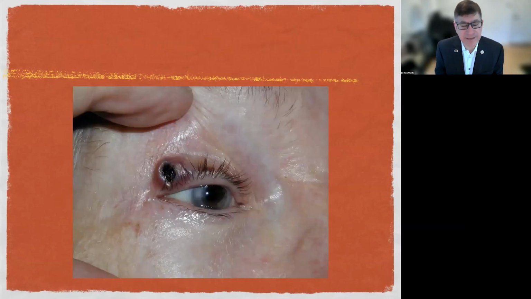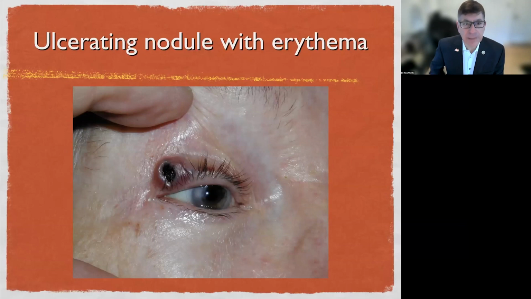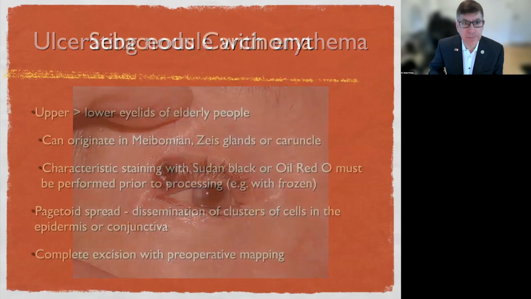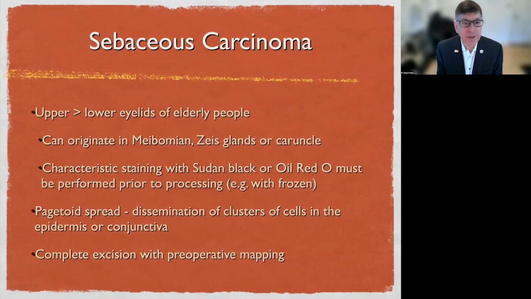How would you describe this mass? I'm calling this an ulcerated nodule with associated erythema. This is sebaceous carcinoma, more commonly seen in the upper than lower eyelids. People tend to be elderly, and it can start off in the meibomian glands, the glands of Zeis, or the caruncle. Characteristic staining with Sudan black or oil red O can be performed prior to processing. Pagetoid spread can be seen with dissemination of clusters of cells in the epidermis or the conjunctiva. We need to do complete excision for this with preoperative mapping.